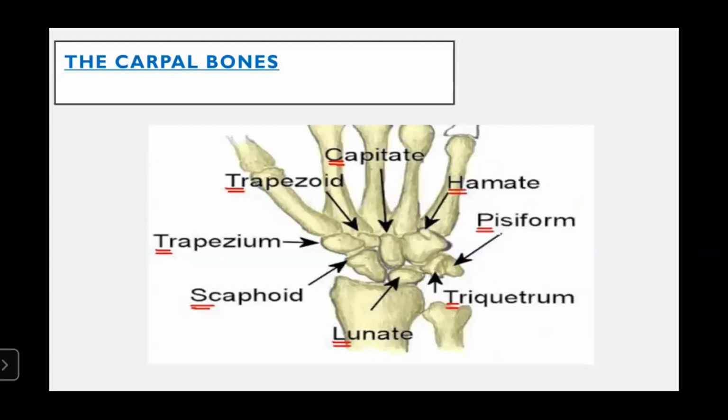Carpal bones, 8 in number, arranged in 2 rows, proximal and distal, 4 bones for each. The proximal row, named from the lateral to the medial, is the scaphoid bone, lunate, triquetrum, and pisiform bone. The distal row: trapezium, trapezoid, capitate, and hamate.